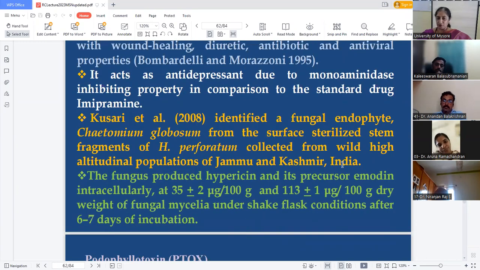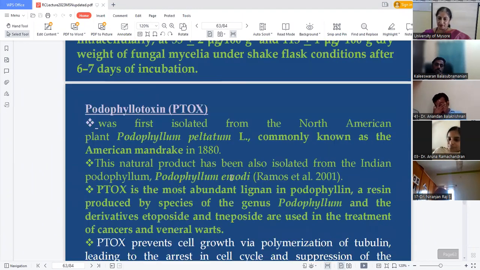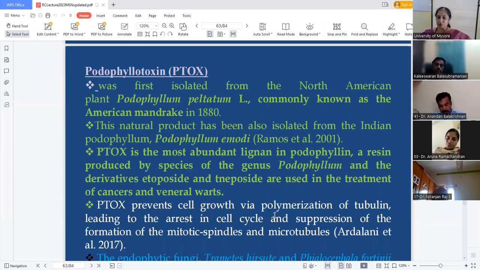So this fungus has the ability to produce hypericin, as well as its precursor emodin, in so much quantity under fermentation conditions. Okay. Next story is about podophyllotoxin. It is also one of the important anti-cancer agents because it has the ability to suppress the formation of mitotic spindles and microtubules during cell division.